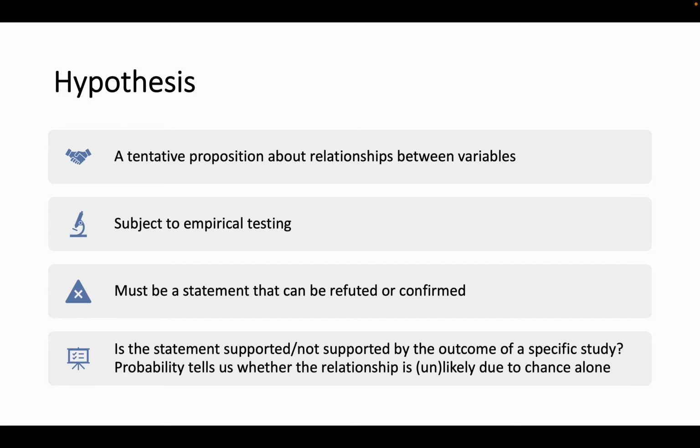It must be stated in a way that can either be confirmed or refuted, which means, proven not true. So we test our hypothesis and use probability to determine how likely or unlikely a relationship is to occur by chance. And this makes more sense when we look at a real life example, so we'll do that now.